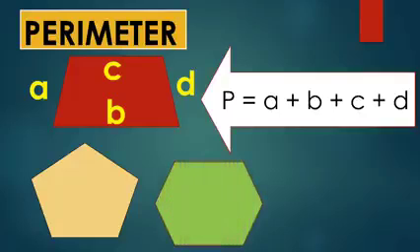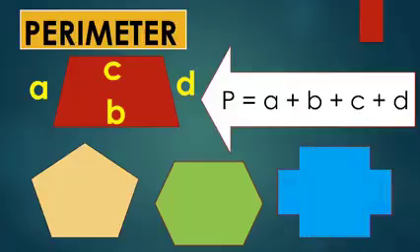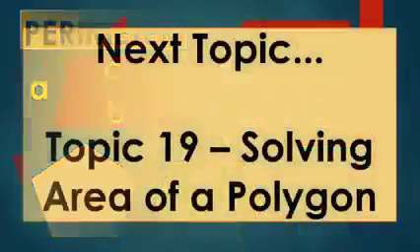Ganun din yung case ng hexagon. Okay? Hexagon is a 6-sided polygon. And we have your dodecagon, okay? Which is a 12-sided polygon. That would be all. Next topic.